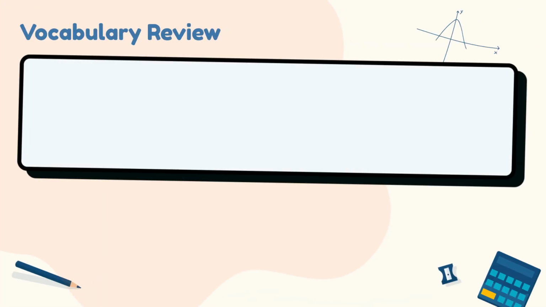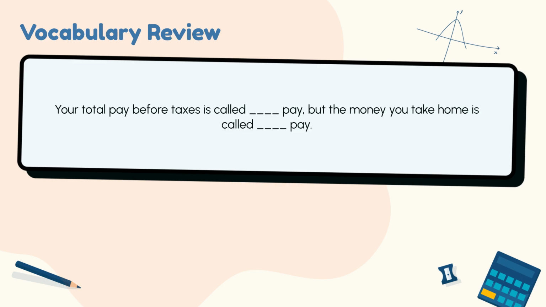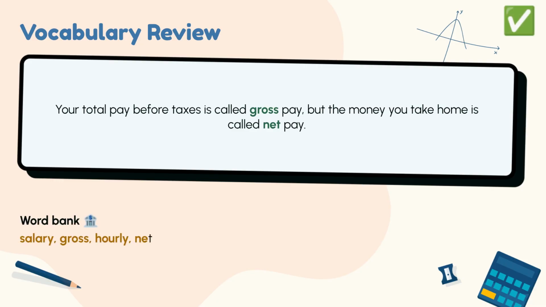Let's review some vocabulary. Your total pay before taxes is called ____ pay, but the money you take home is called ____ pay. Use the word bank to fill in the blanks. The correct answer is: your total pay before taxes is called gross pay, but the money you take home is called net pay. Salary and hourly are other payment types.